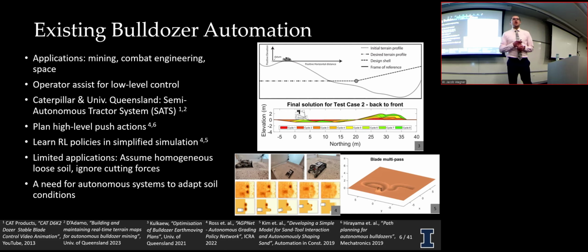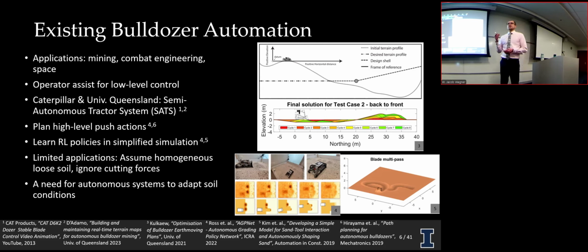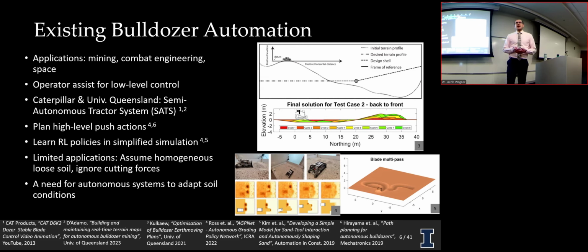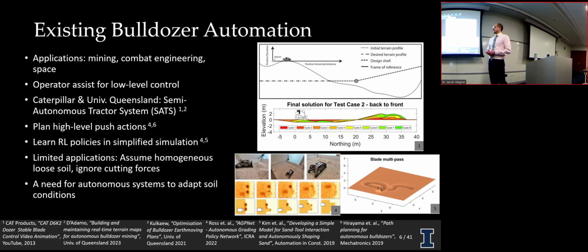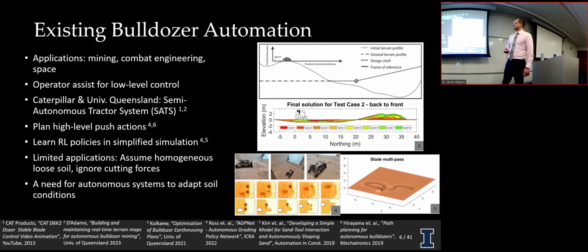The thing that all of these methods have in common is that they're pretty limited in scope. They assume very limited conditions on the soil. So you're assuming things like cohesionless soil, essentially sand, that soil conditions are uniform in some manner. And this is kind of restrictive for the types of applications that we're really interested in. And what this motivates is really a need for autonomous systems to be able to adapt to these varying soil conditions.